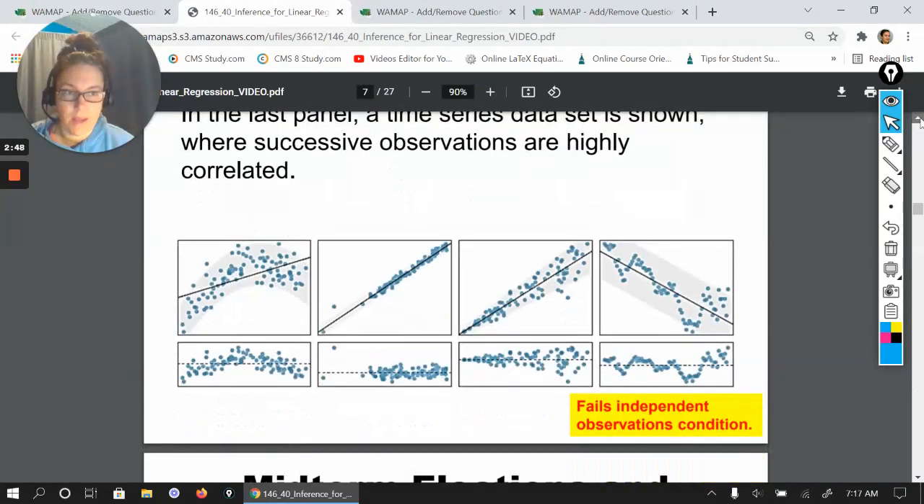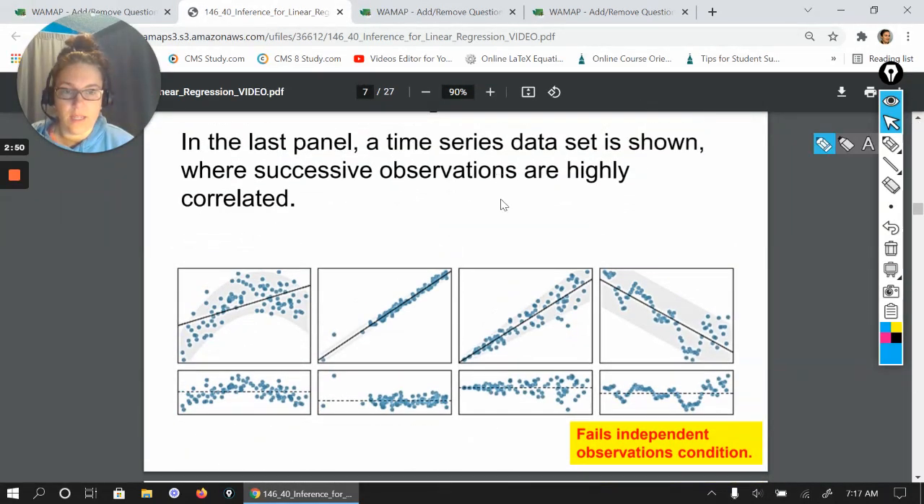And then in the last panel, a time series data set is shown, where successive observations are highly correlated. So you can see what's happening here. It has curves that go up and down and up and down. So this fails the independent observations condition. This is a time sequence, and this often happens with stock market graphs. I could visualize a stock market graph in this situation, because the values of stocks go up and down and up and down on a daily basis.